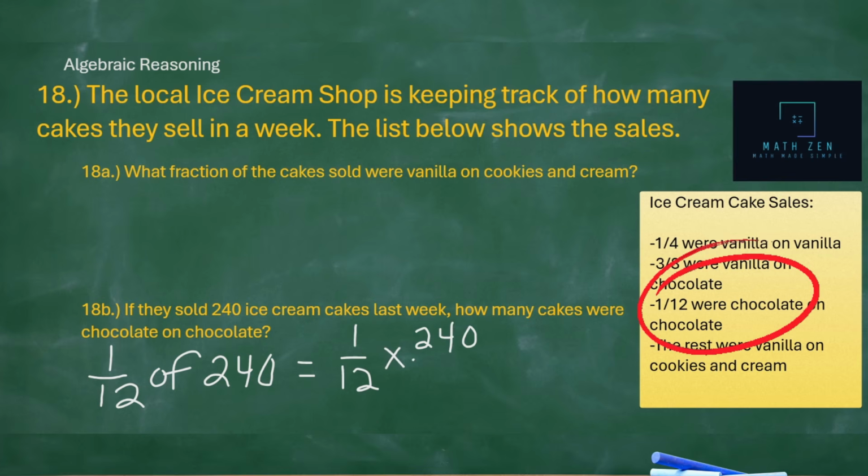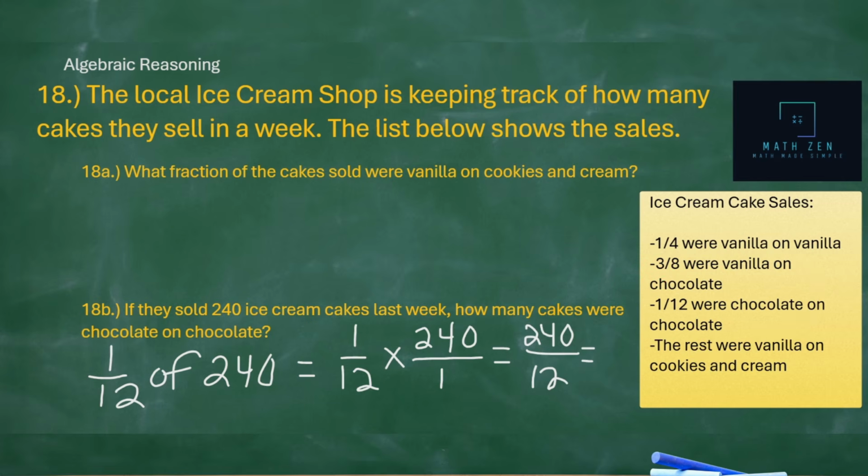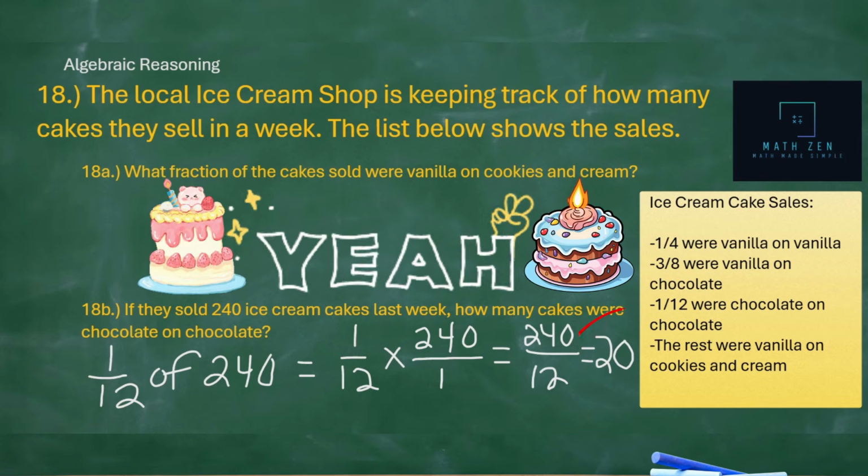And as you should have already learned, when you are multiplying a whole number and a fraction, all you have to do is put a 1 underneath the whole number and simply multiply numerator times numerator and denominator times denominator, which is going to give us 240 over 12. And when we finish that, you are going to get a final answer of 20. So 20 out of the 240 ice cream cakes were chocolate on chocolate.